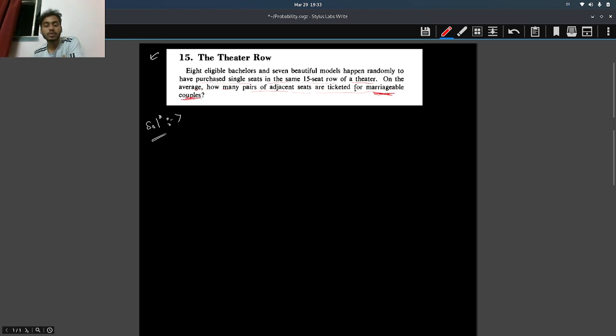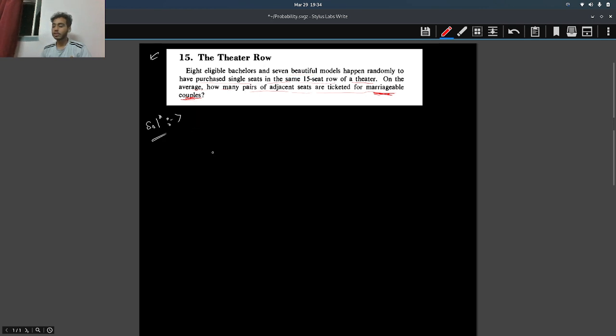Although in the present world, a marriageable couple could be a bachelor with a bachelor too, that's not the question here. When the question was made, according to the solution, it asks basically how many pairs on average will be there in which a bachelor and a model are sitting side by side, among all the permutations which are possible.